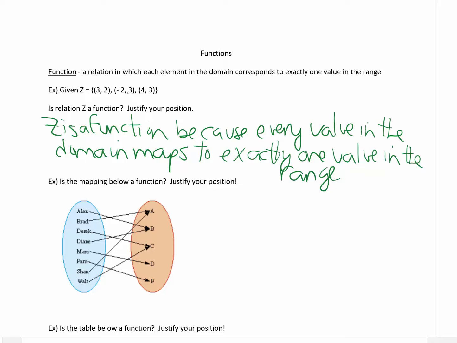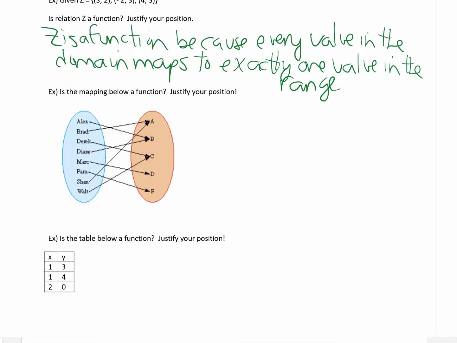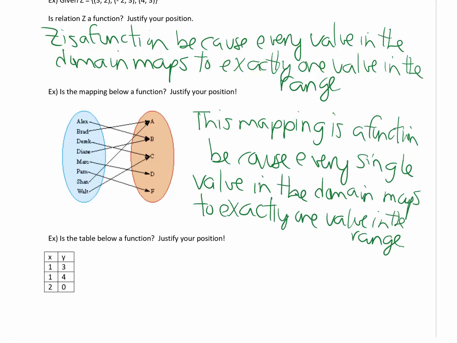Now, it's okay that -2 and 4 map to the same range value. That does not matter. Every single value in the domain maps to exactly one value in the range. Okay, let's take a look at the mapping now. Again, every single one of these names are only getting one specific grade. So in this case, this mapping is a function. So let's explain why now. Again, every single value in the domain maps to exactly one value in the range.